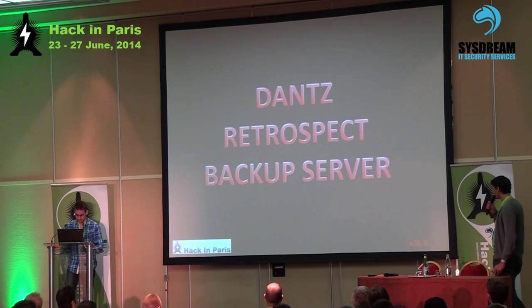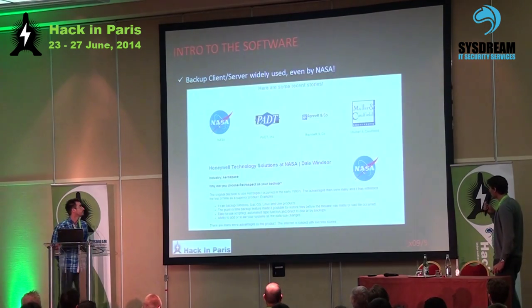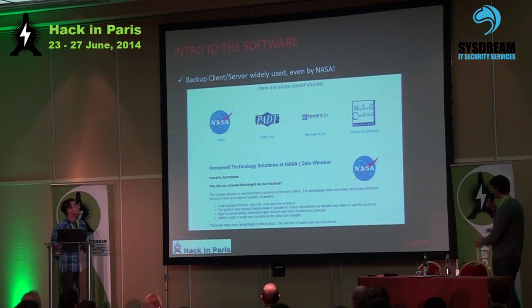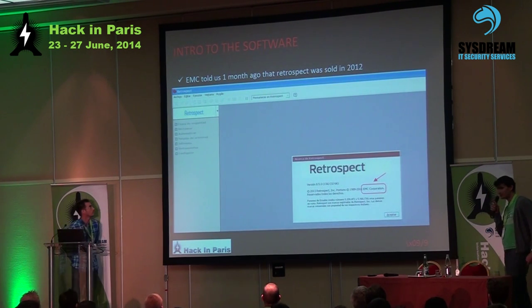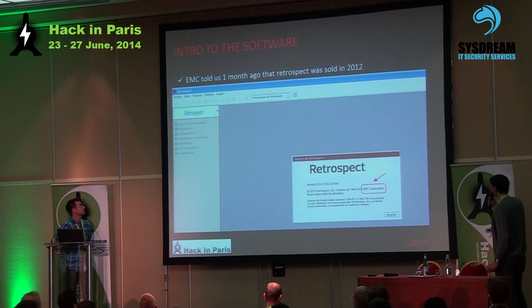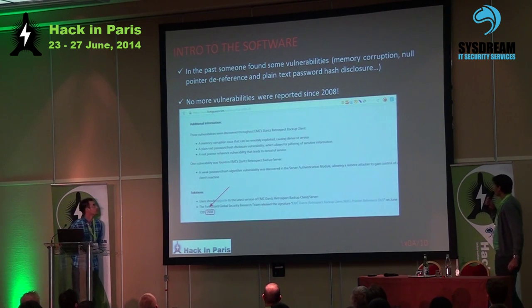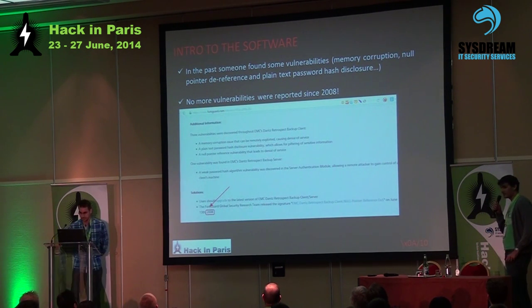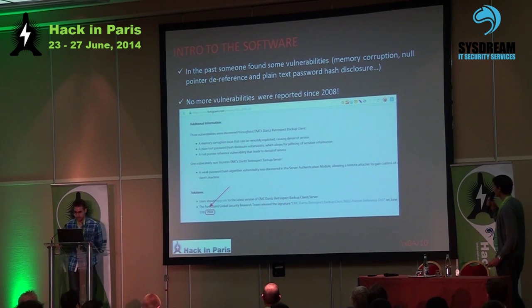Okay, the first software that we're going to talk about is Retrospect Backup Server. It's a backup client-server software widely used, as you can see on their web page. We have to tell that a month ago we learned that Retrospect was sold in 2012, as you can see in the copyright. In the past, some vulnerabilities were found, memory corruption and so on, but no more vulnerabilities have been reported since 2008. So this is years without any reported vulnerability, which in our opinion is so much time.